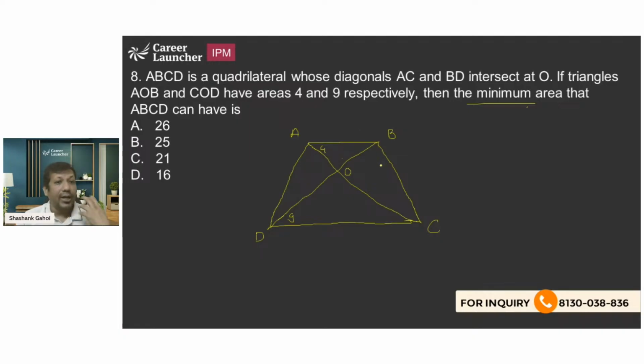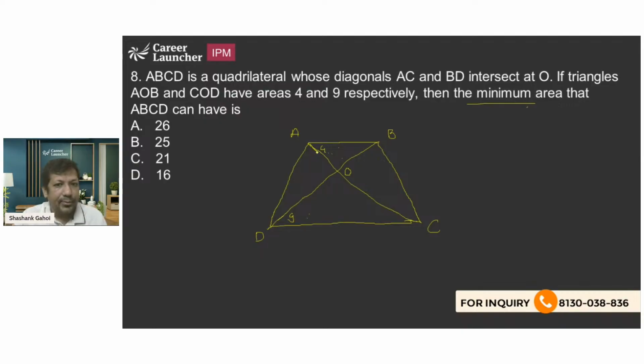I'm going to assume it can't be a square. Square is the most symmetrical figure. If this area is 4 and this area is 9, I can't assume it is a square, right? I can't assume it is a rectangle as well. I can't assume it is a parallelogram as well. But to make it very symmetric, I am going to assume it is an isosceles trapezium. And symmetry always minimizes the area or minimizes everything. So this is 4, this is 9.